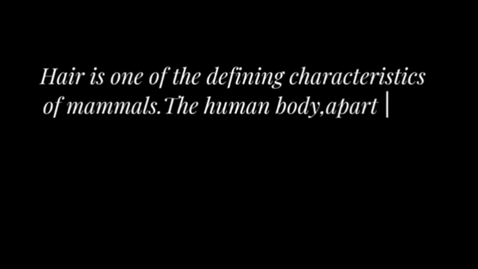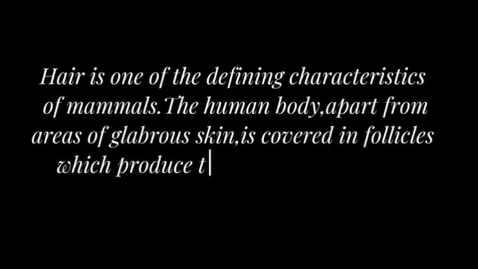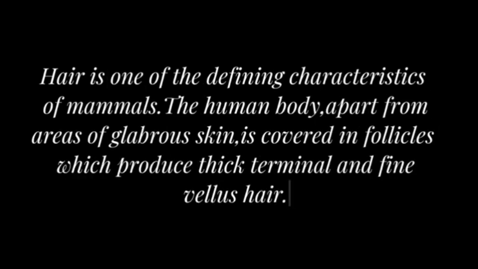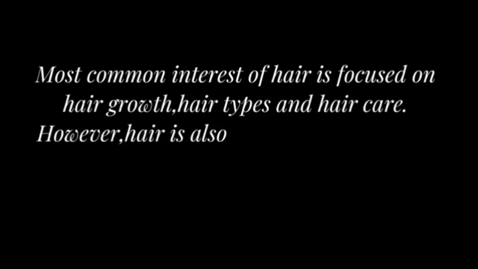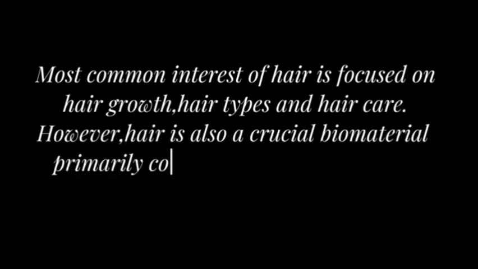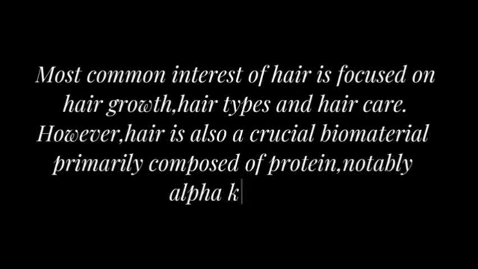Hair is a protein filament which grows from the follicles found in the dermis. Hair is one of the defining characteristics of mammals. The human body, apart from areas of glabrous skin, is covered in follicles which produce thick terminal and fine vellus hair. Most common interest in hair is focused on hair growth, hair types, and hair care. However, hair is also a crucial biomaterial primarily composed of protein, notably alpha-keratin.